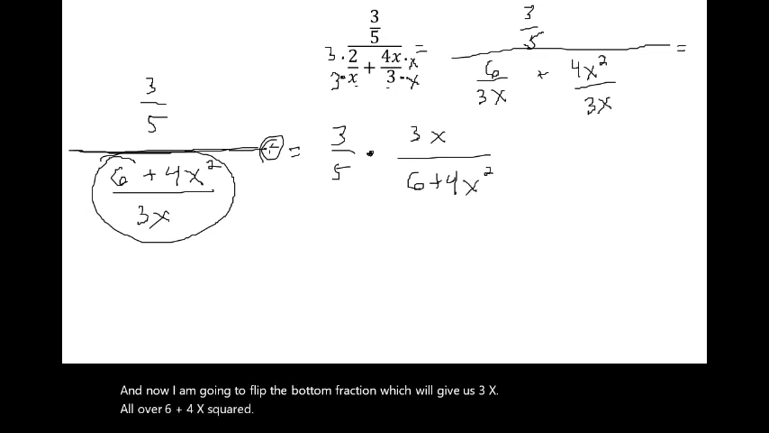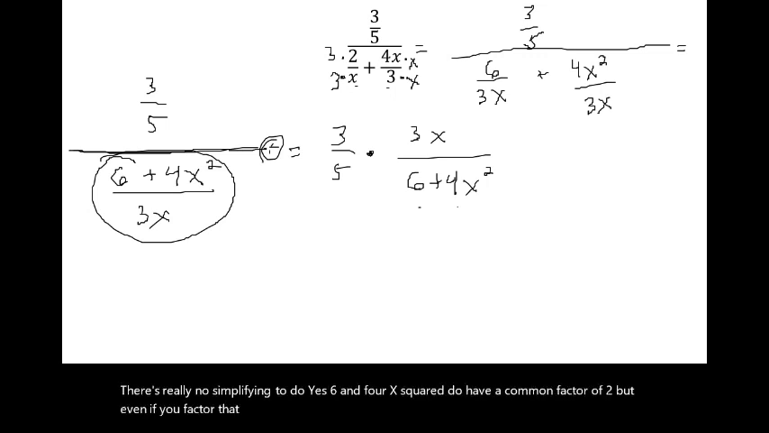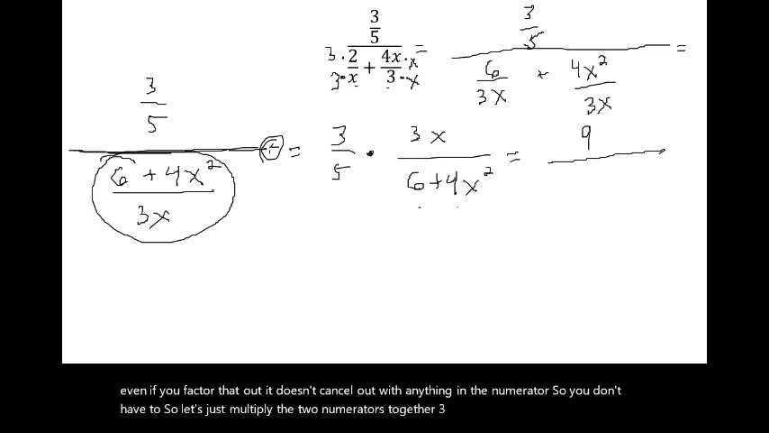And then from here, there's really no simplifying to do. Yes, 6 and 4x squared do have a common factor of 2, but even if you factor that out, it doesn't cancel out with anything in the numerator, so you don't have to. So let's just multiply the two numerators together. 3 times 3x is 9x.